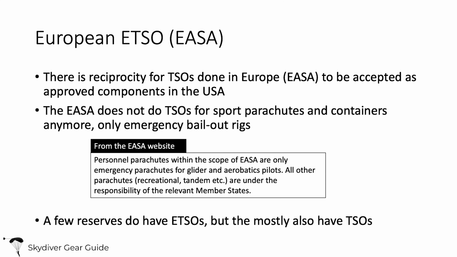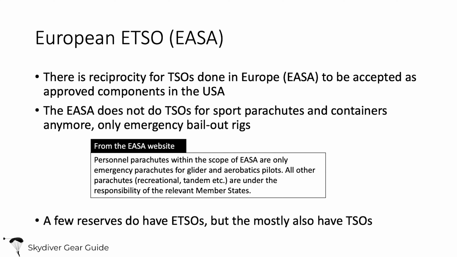Another point of confusion is the reciprocity agreement between the United States FAA and the EASA, which is an umbrella organization that handles aviation in Europe. The reciprocity agreement just means that if something is certified under an ETSO, it is automatically certified as a TSO in the United States and vice versa. However, the EASA does not do TSOs for sport parachutes and containers anymore, only bailout rigs. I think they might have done it in the past, but they don't do it now.